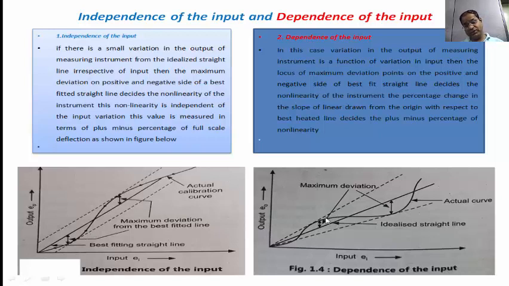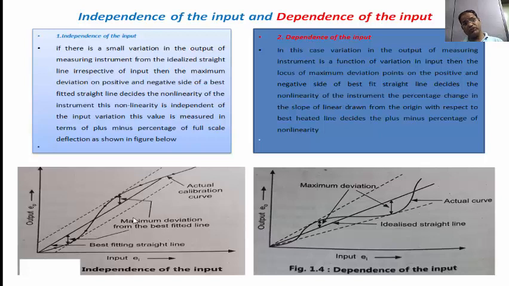But with dependence of input, if the input goes on changing, what will happen? The deviation goes on changing. Initially it was small, then it kept increasing. So it depends on the input. As the input changes, the deviation goes on changing from the plus minus sign of the actual fitted curve, or the standard value of the given quantity. So this is all about the linearity of the instrument.